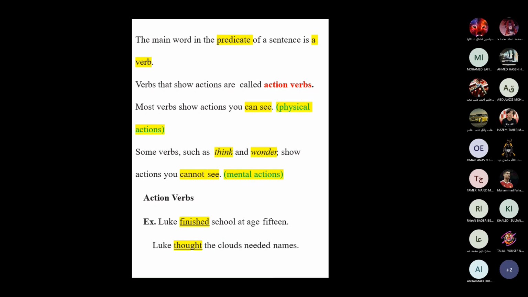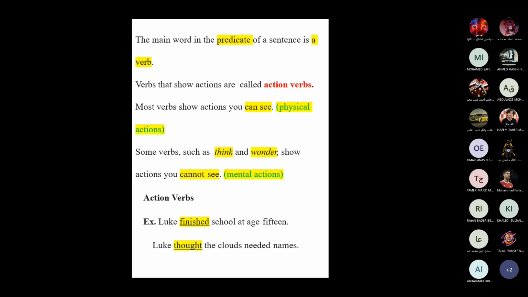This slide is about only action verbs. Action verbs, such as when I say Luke finished. Finishing here means graduated. So Luke finished the school at age 15. That means he graduated from the school at that age. So this is something we can see, that he never goes to the school. Okay, so this is something we see.